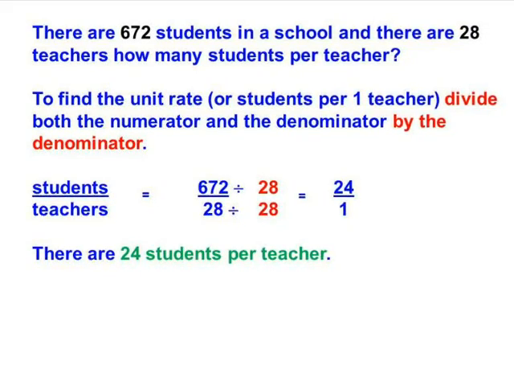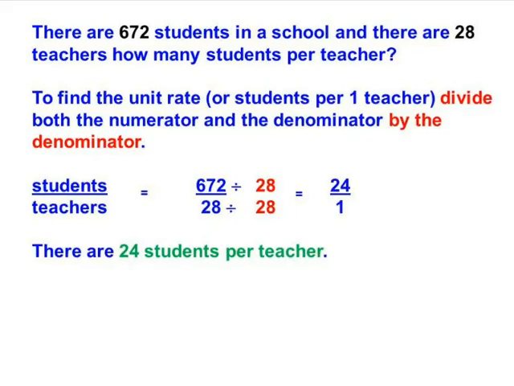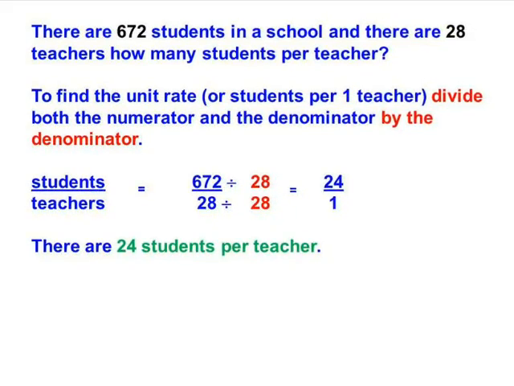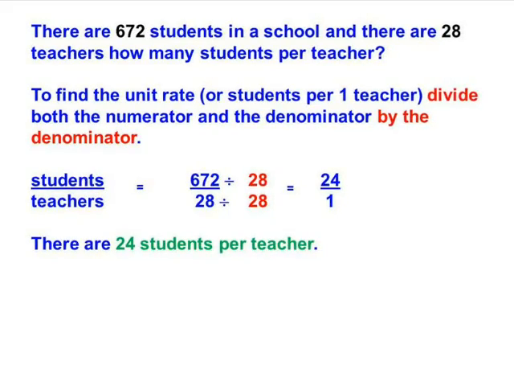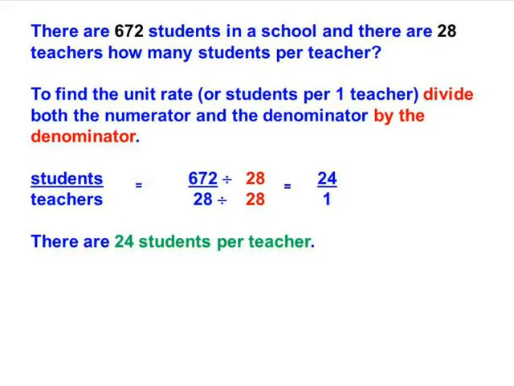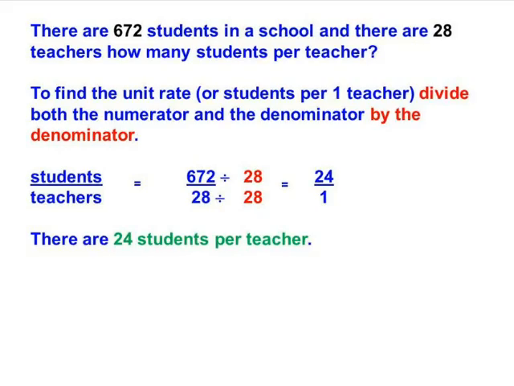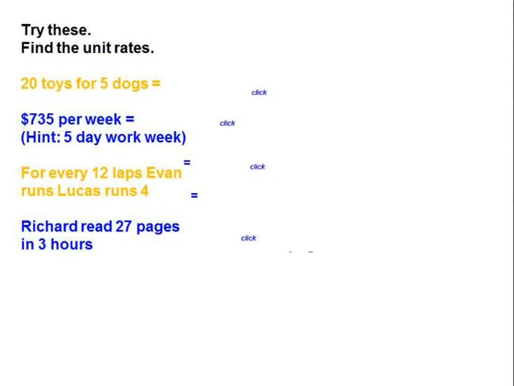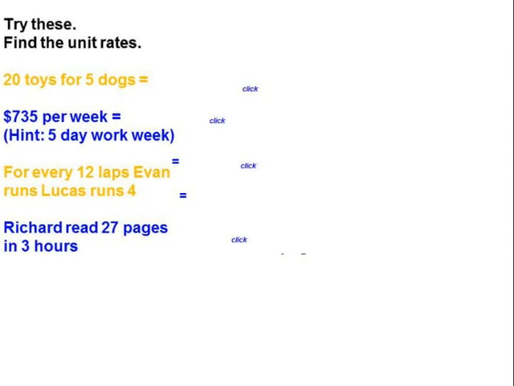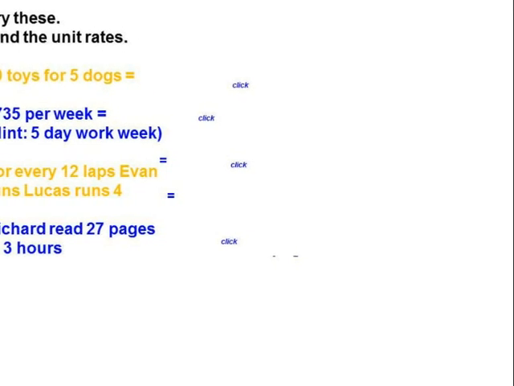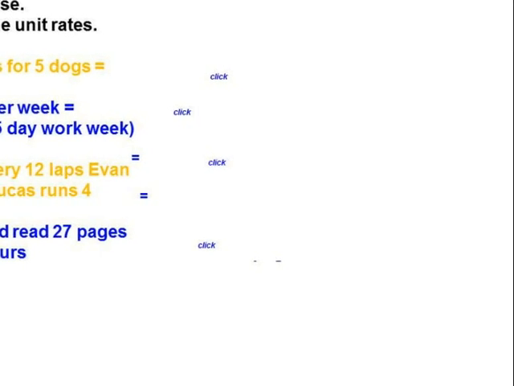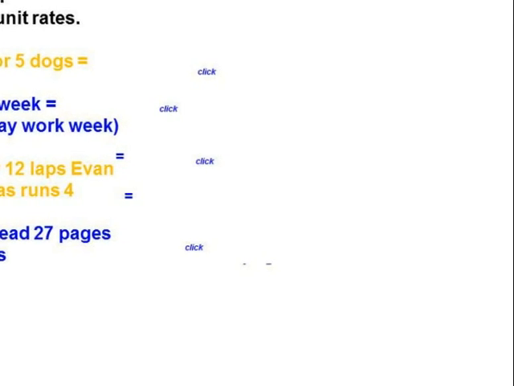And notice the quantities are different. We're comparing students with teachers. And that's what makes it a rate. And then what makes it a unit rate is that we get 24 students for 1 teacher. All right, so here are 4 problems I want you to try on your own. I want you to pause the video and try these 4 problems. And once you try them, the next slide will reveal the answer.